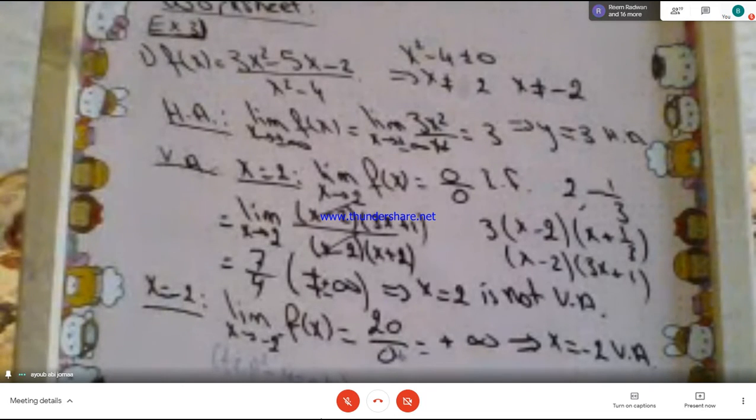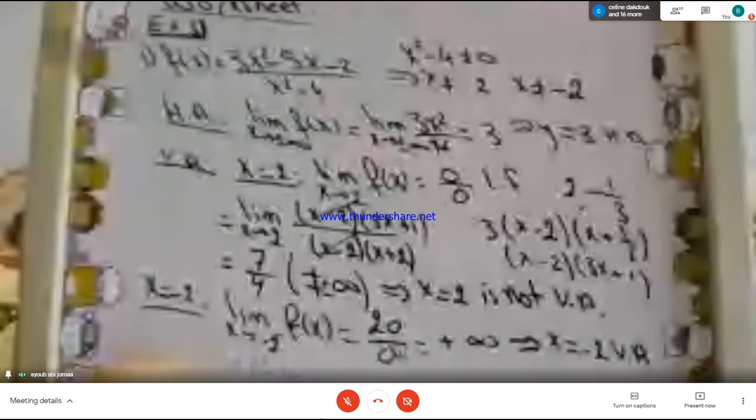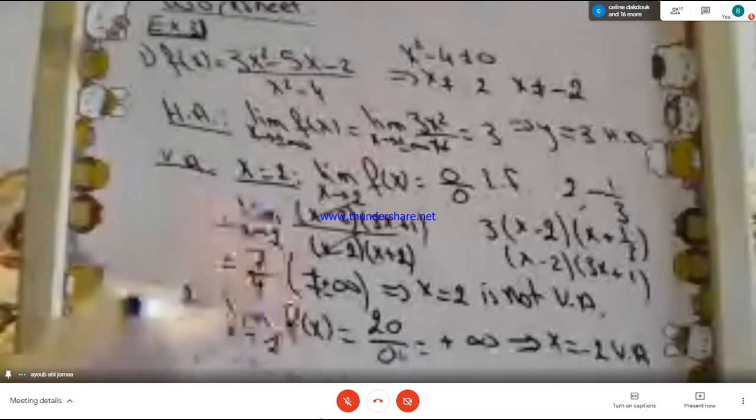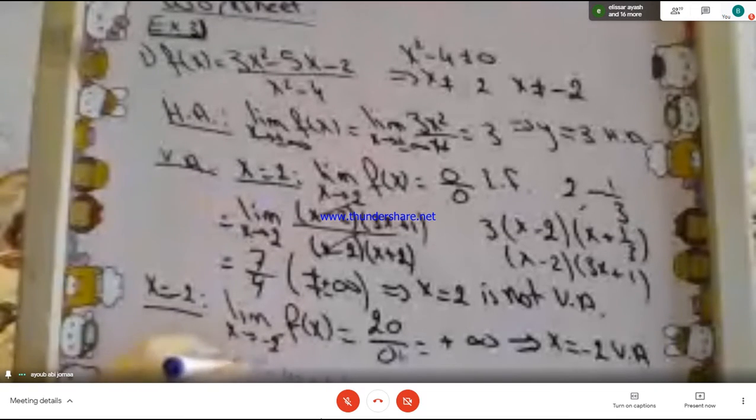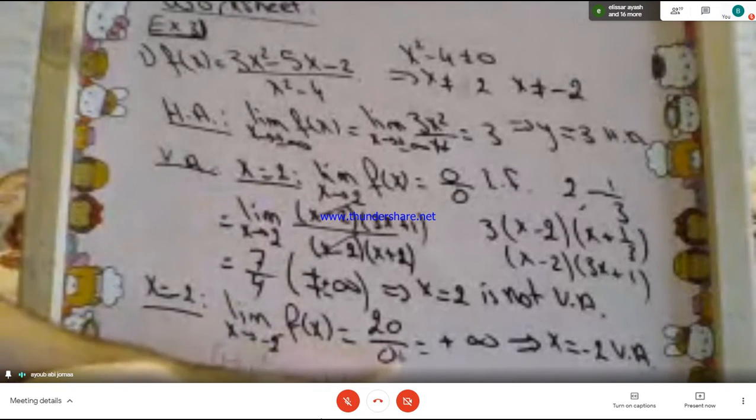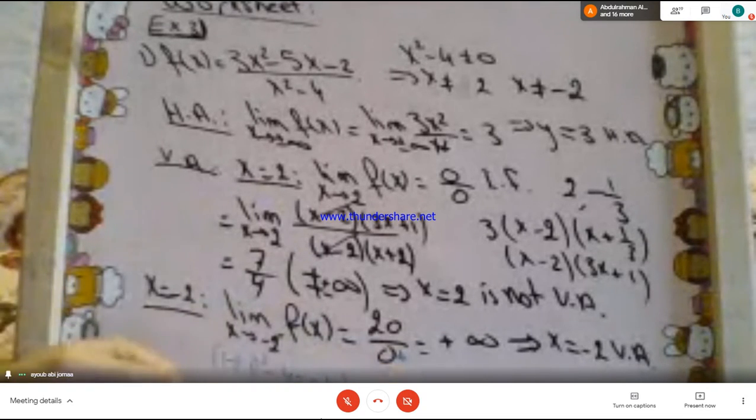I chose a number slightly less than negative 2, negative 2.1, and I replaced x by negative 2.1 in the denominator, just to determine whether here we have 0 plus or 0 minus.